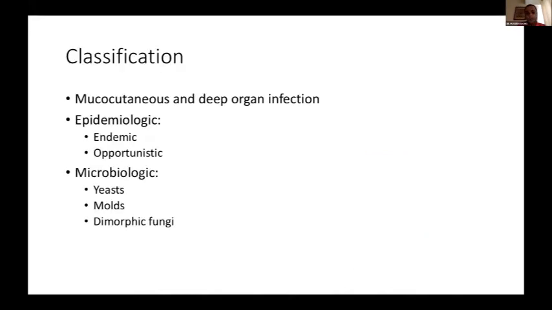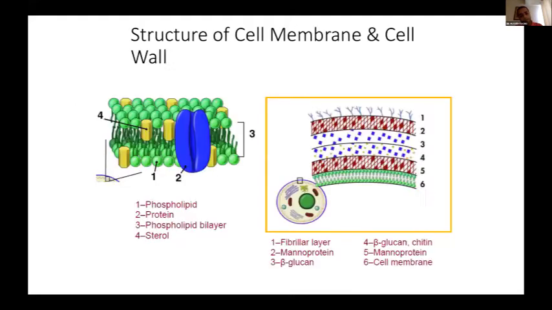For the classification of fungal infections, there are three classifications. You can classify them on the site of infection, whether it is mucocutaneous, like your oral candidiasis, or the deep organ infections. You can classify them epidemiologically, whether they're endemic or opportunistic infections, or microbiologically, whether they're yeasts, molds, or dimorphic fungi. Dimorphic fungi basically are those that have the hyphae and the yeasts together.